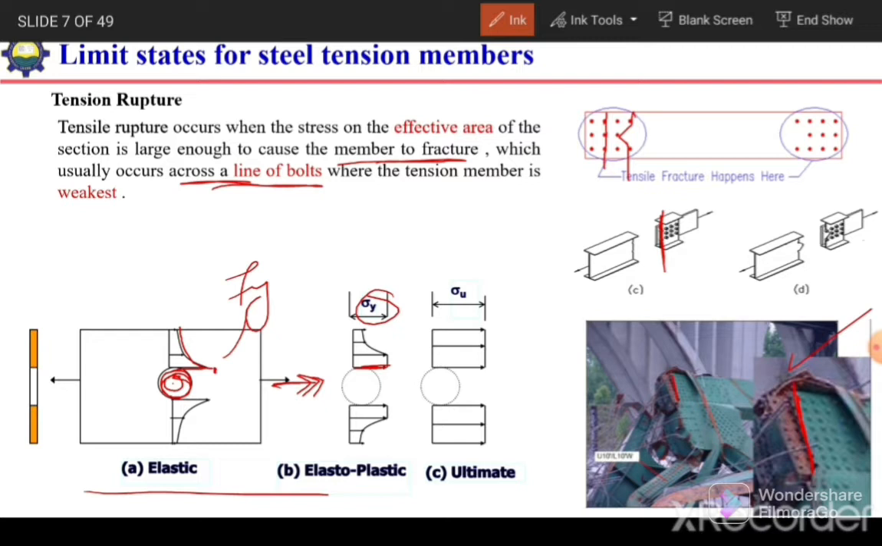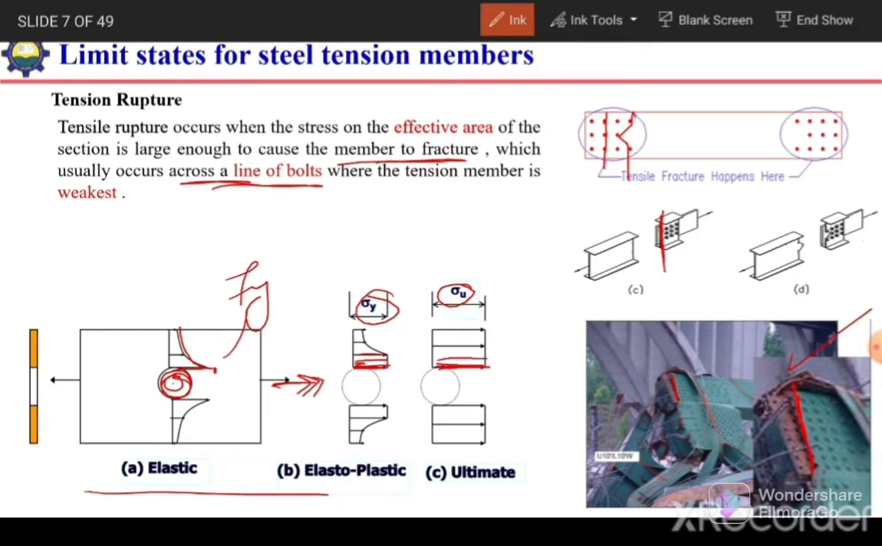Because of this yield stress, the material at that location will yield and deform. Then the next fiber will reach its yield strength, and then the next, and this will continue. The previous fibers will continue to deform. A stage will come when the first fiber that yielded first will reach its ultimate strength, sigma u or Fu. When this fiber reaches its ultimate strength, instead of further deformation, fracture will start. So that fiber will fracture.